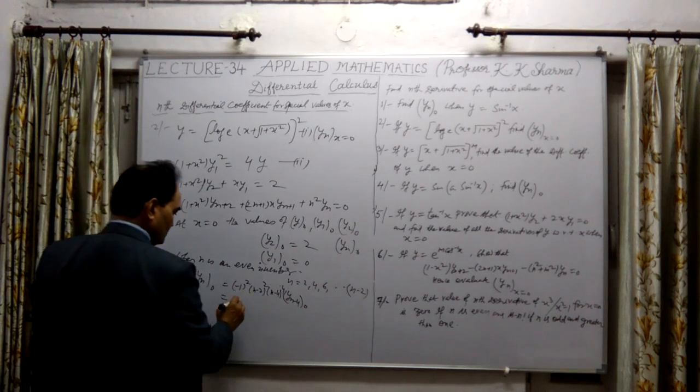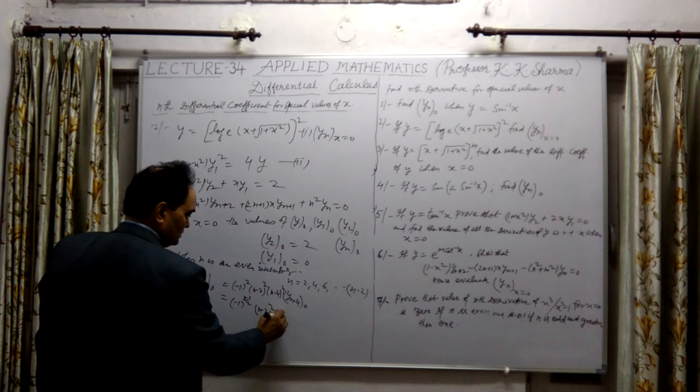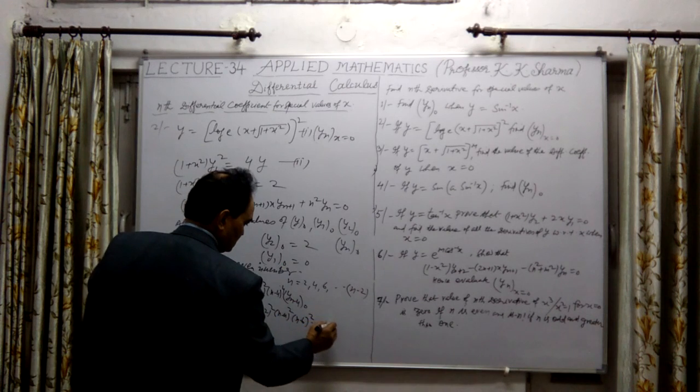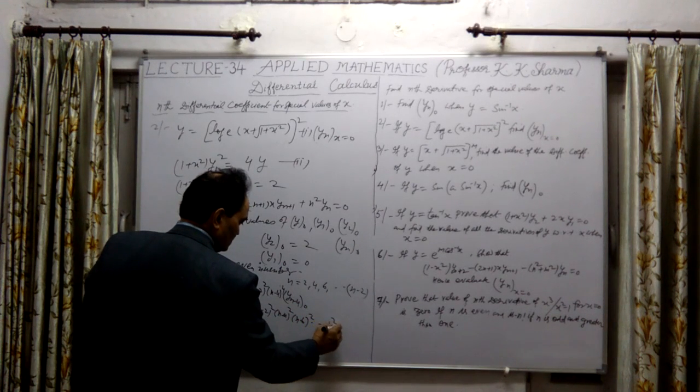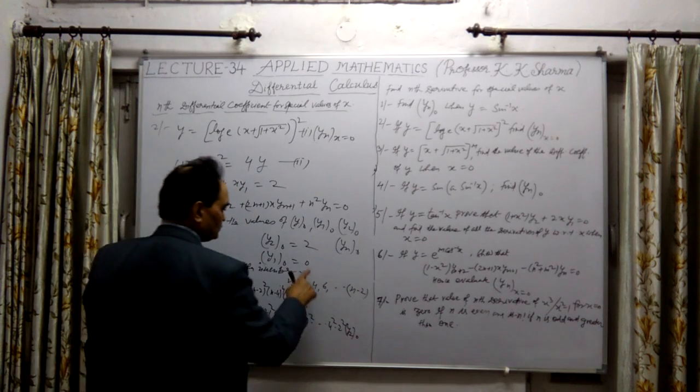So this will be minus 1 whole power n minus 1 upon 2 into n minus 2 whole square, n minus 4 whole square, n minus 6 whole square, and so on. This is 4 square, 2 square, and pi to 0. Pi to 0 is 2.